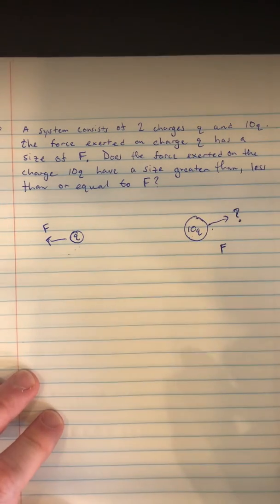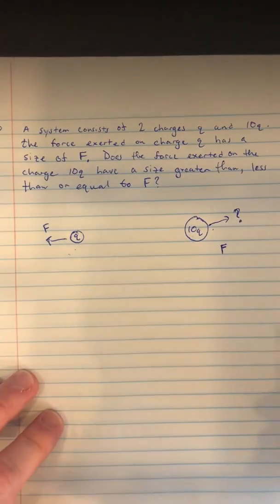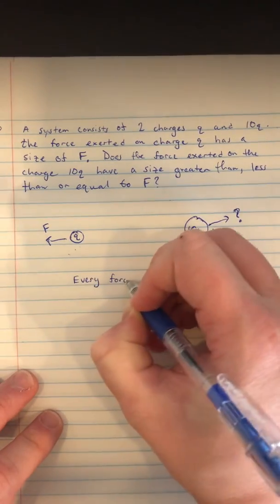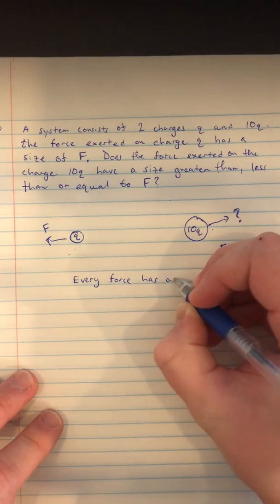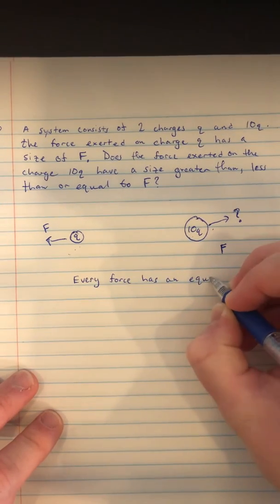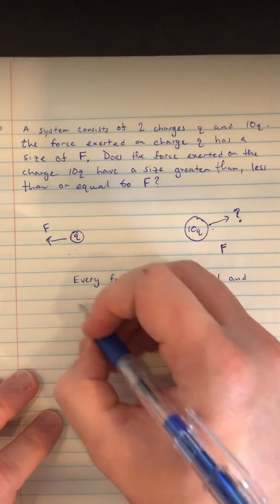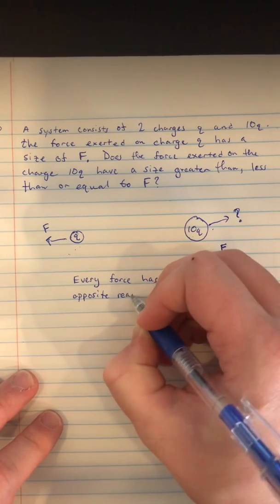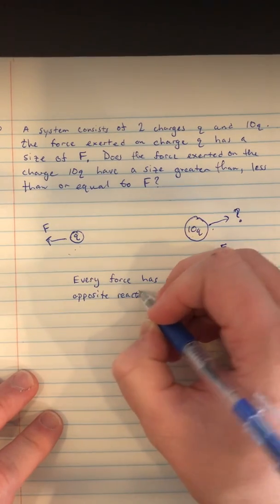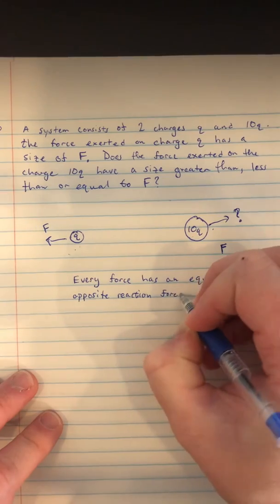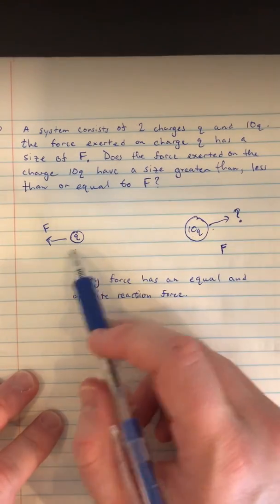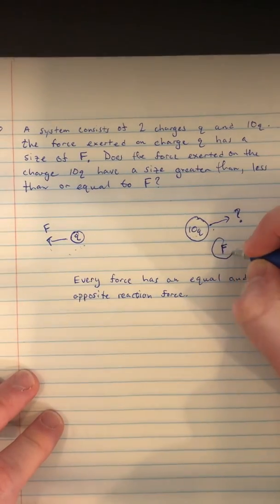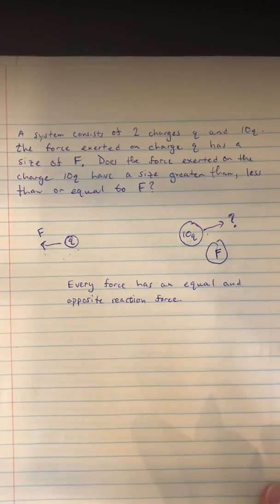Why is that the case? What is Newton's third law? Every force has an equal and opposite reaction force. So if this charge is pushing on that charge with a force of F, then this charge has to be pushing on that charge with a force of F, because of Newton's third law, every force has an equal and opposite force.